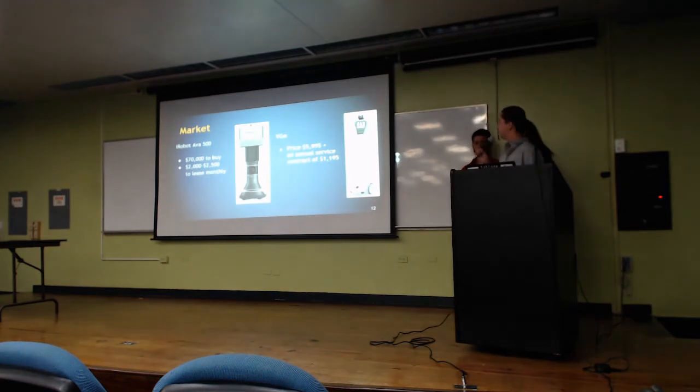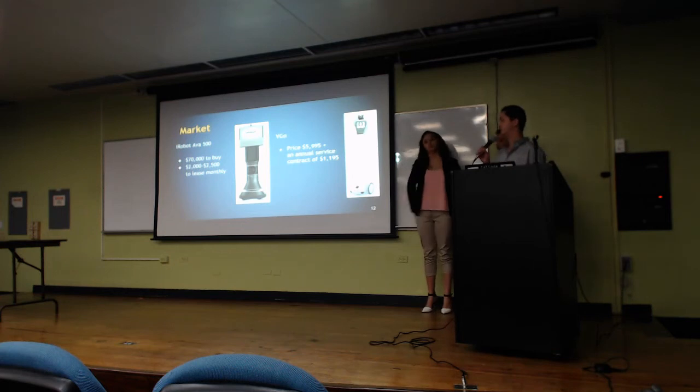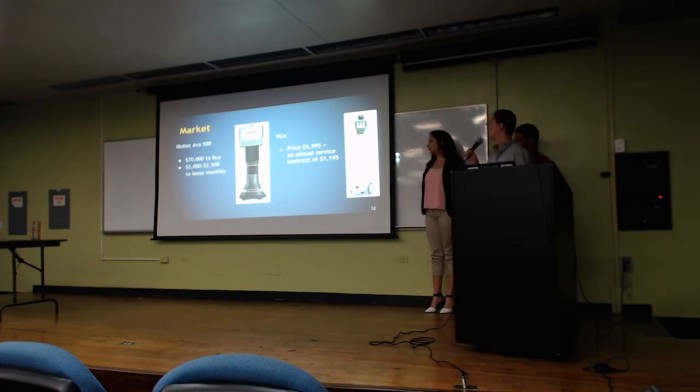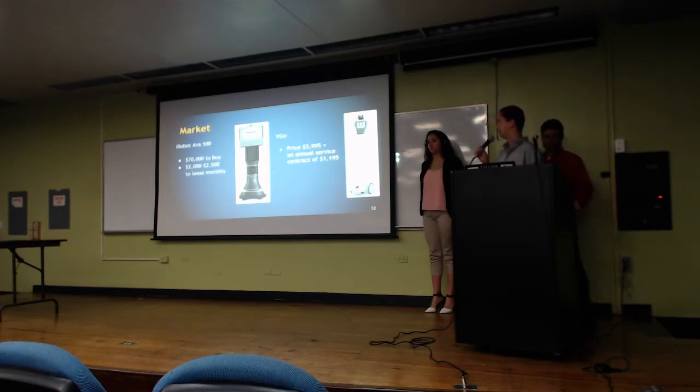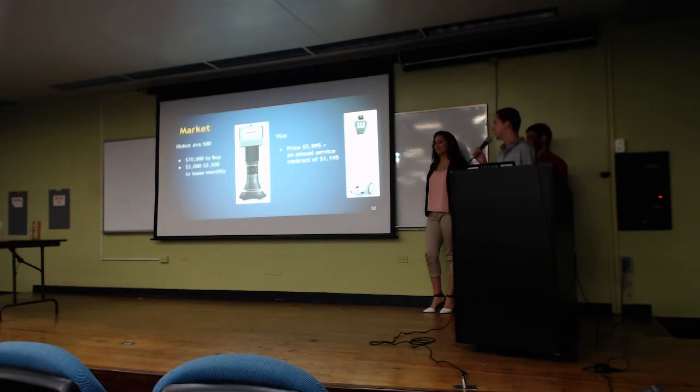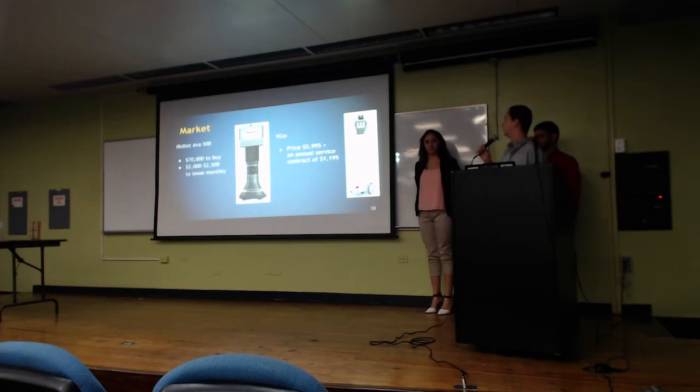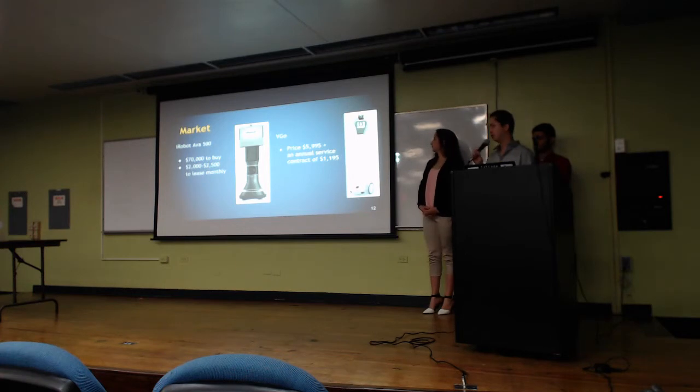For the market overview of our project, you can see that we considered 2 telepresence systems commercially available already on the market. One on your left is the iRobot 500, which costs approximately $70,000 to buy, or up to $2,500 to lease monthly. Another system is the Vigo, which has a price of approximately $6,000, and it requires an annual service contract of $1,200.